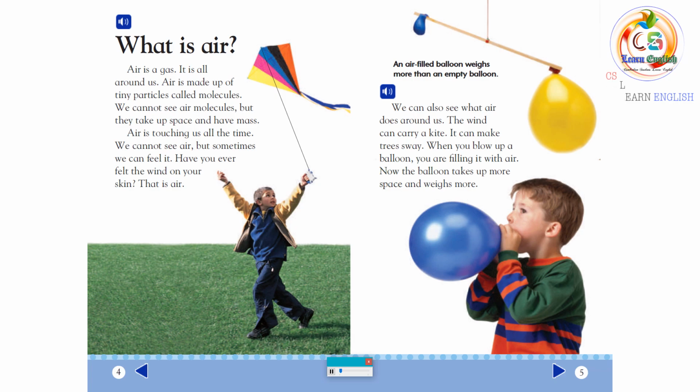What is air? Air is a gas. It is all around us. Air is made up of tiny particles called molecules. We cannot see air molecules, but they take up space and have mass. Air is touching us all the time. We cannot see air, but sometimes we can feel it. Have you ever felt the wind on your skin? That is air.